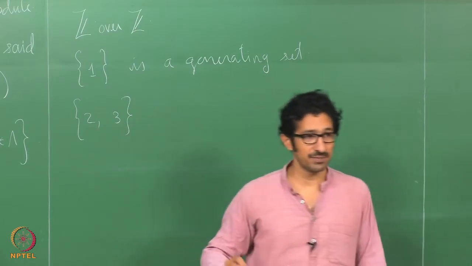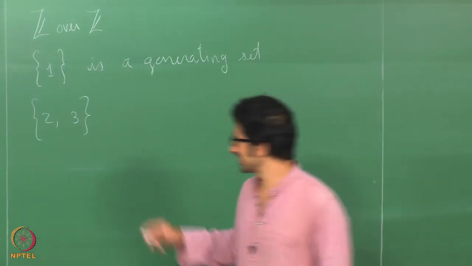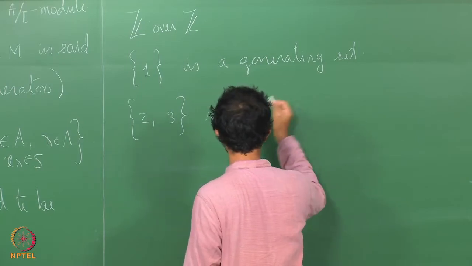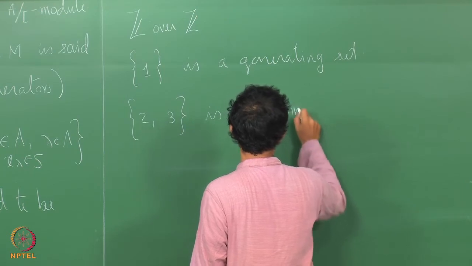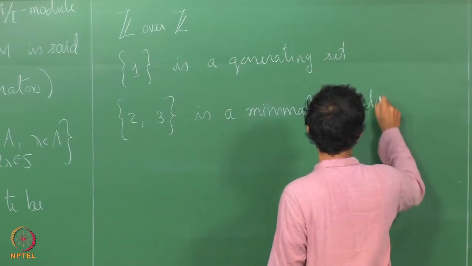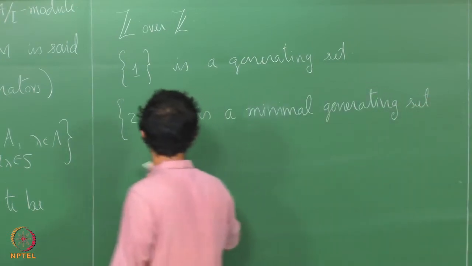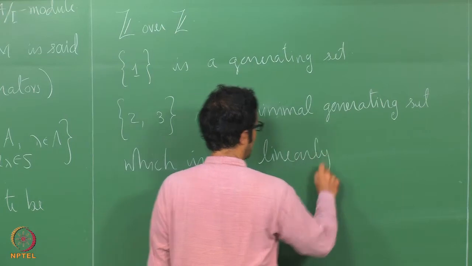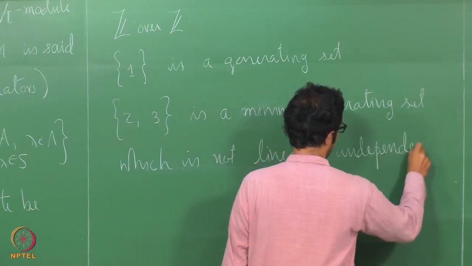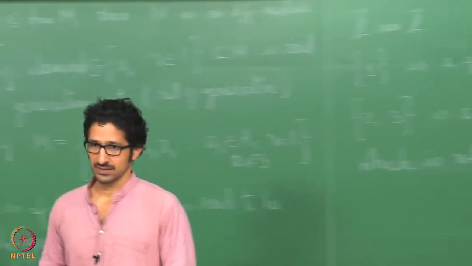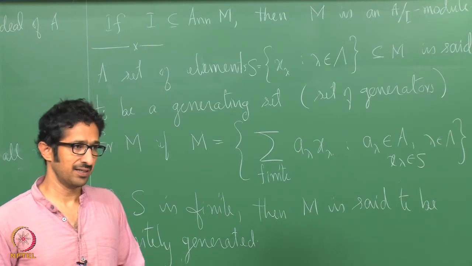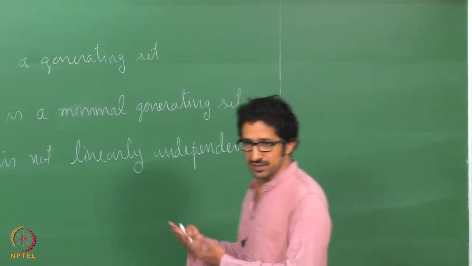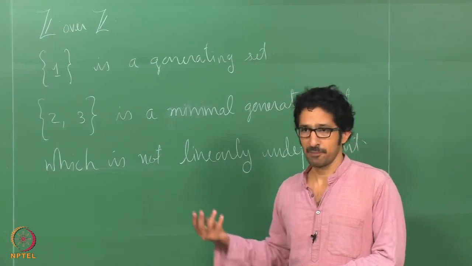But can you throw away one of them and still generate whole Z? No. So this is a generating set; in fact, this is a minimal generating set which is not linearly independent. So, unlike in the case of vector spaces, here a minimal generating set need not be linearly independent. And similarly, a maximal linearly independent set need not be a generating set, for example 2.